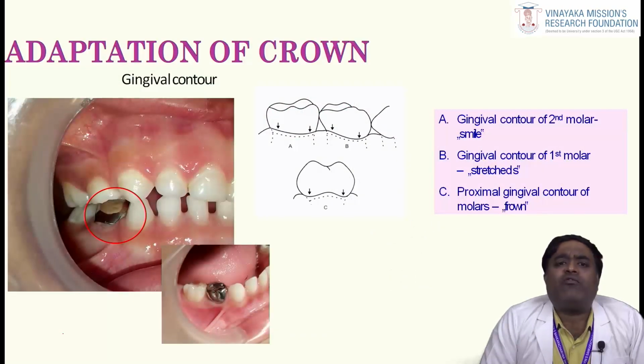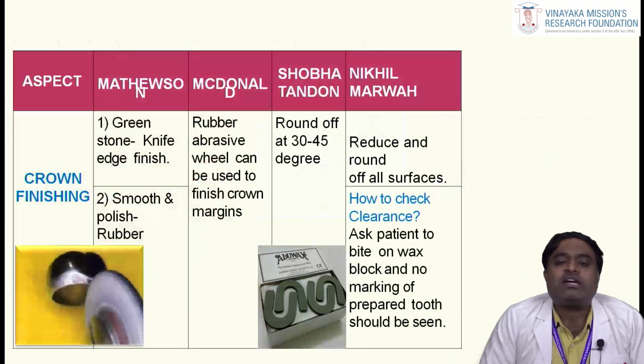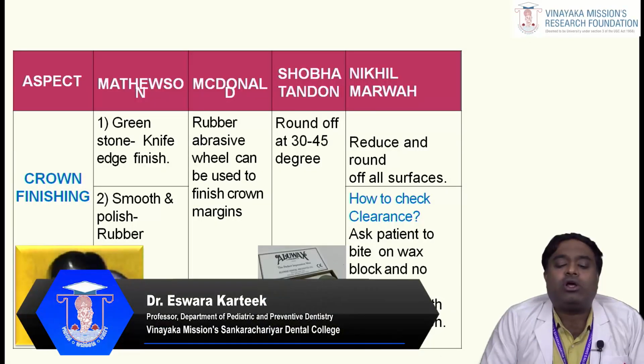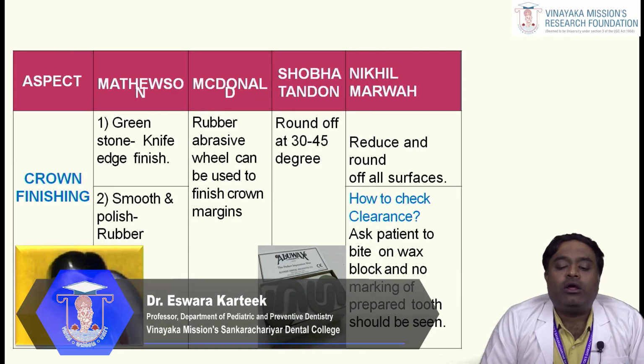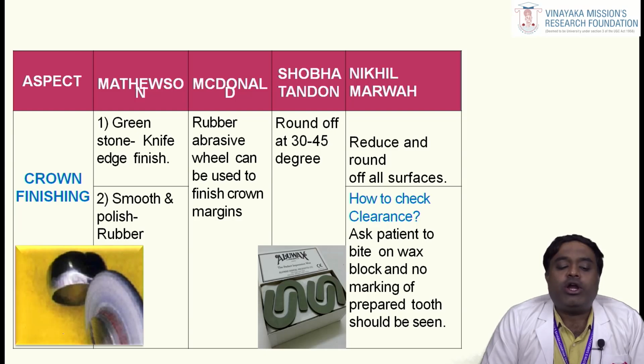So, adaptation of the crown: first we will see the gingival contour. The gingival contour of the second molar is smile shaped, the gingival contour of the first molar is straight, and the proximal gingival contour of the molars is frown type. Next, coming to the crown finishing according to the different authors: reduce and round off all surfaces. According to Mathewson, we have to smooth and polish with the rubber abrasive.